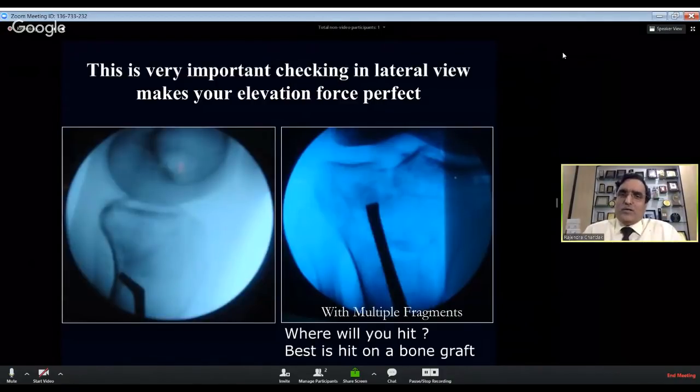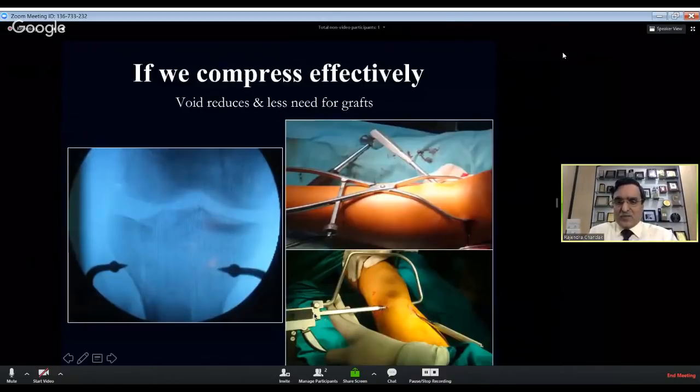It is also very important to check in the lateral view so that we make our elevation force perfect. Now you can see on this image, the punch has to go below this dense condensation of bone, which is the depressed area. If our punch goes in this direction, this part will not be elevated. So we need both plane imaging. If we compress effectively, the void reduces. And this picture shows that the condylar width is reduced after this elevation with the punch.